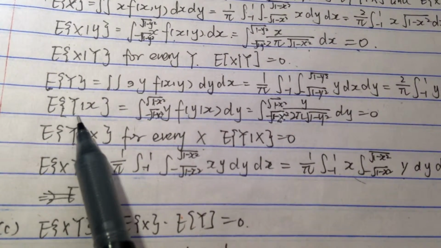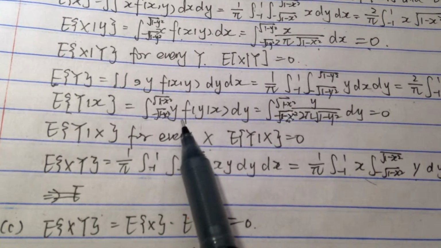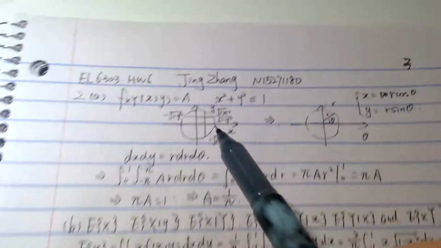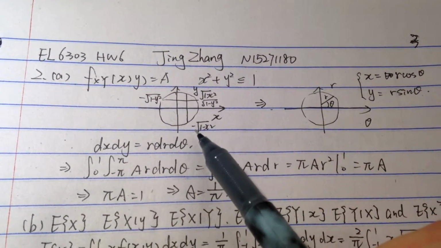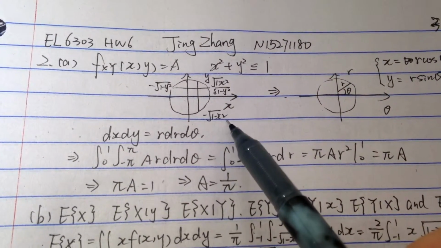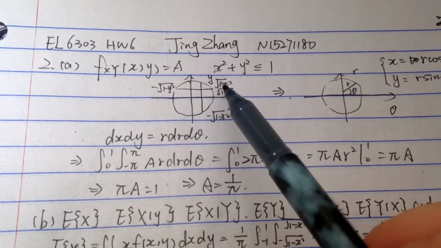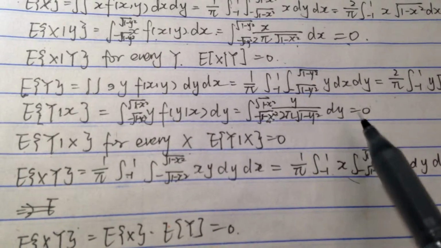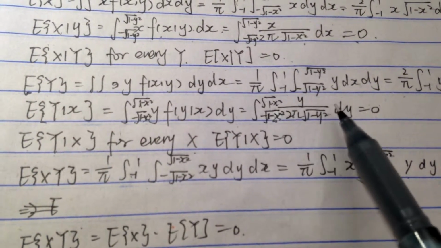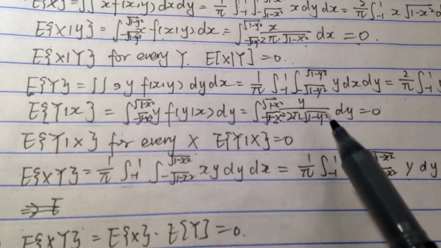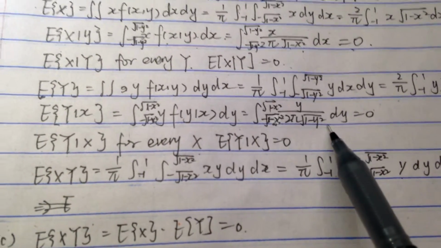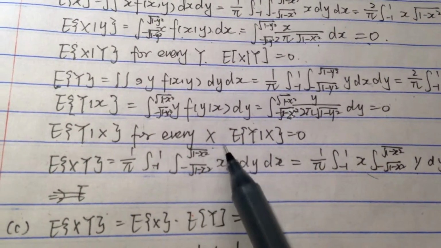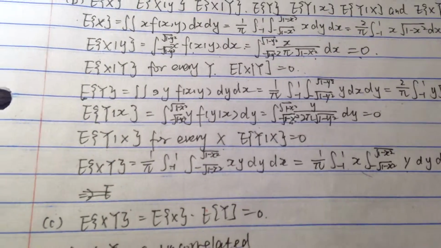Then E[Y given X] equals the integral of y times f(y given x) dy. From the diagram, y is between minus the square root of 1 minus x squared to the square root of 1 minus x squared. Then we get this formula. Also, y over 2 pi times the square root of 1 minus x squared is an odd function. So E[Y given X] equals 0. For every x, E[Y given X] equals 0.